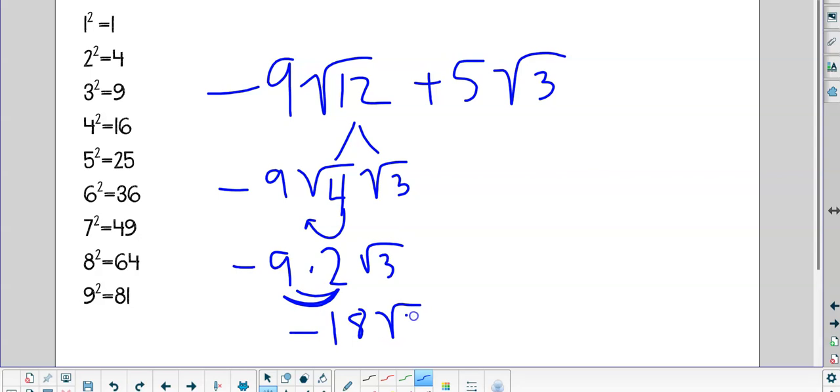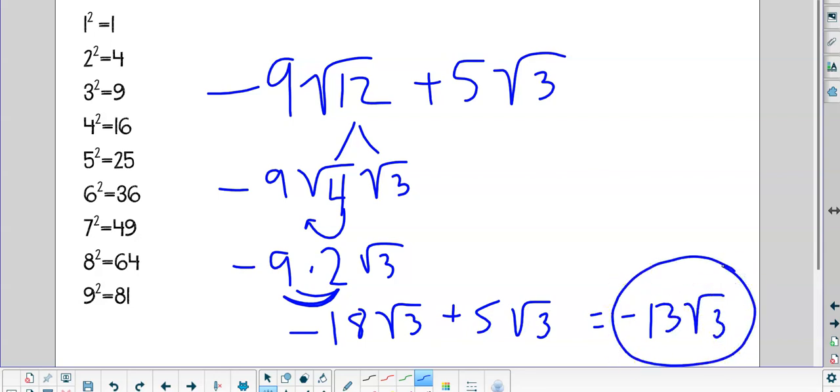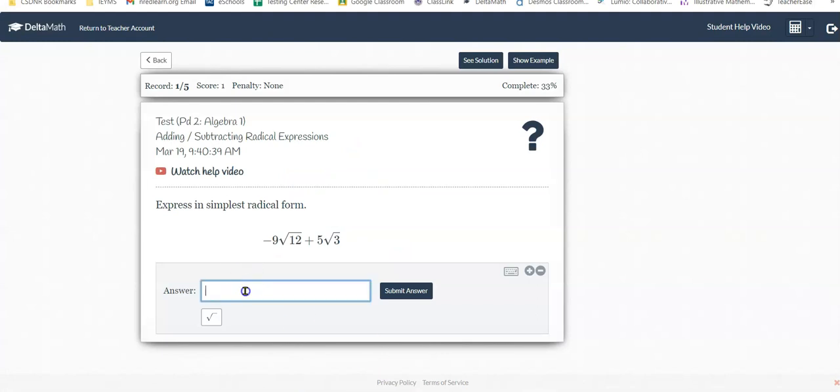So negative 18 square roots of 3 plus 5 square roots of 3 equals negative 13 square roots of 3. Pause the video if you need to look that over a bit more. Negative 13 square roots of 3.